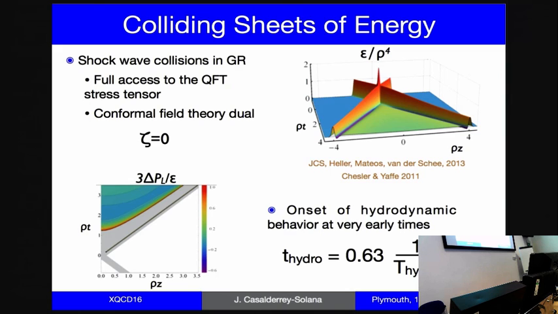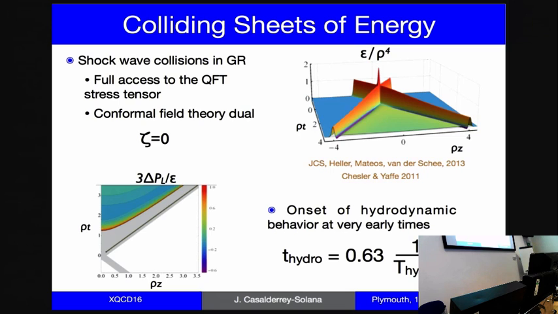Then you can start to study different things, and this is what was pioneered by Paul Chesler and Larry Yaffe. For example, you can study how well this collision is described by hydrodynamics, and then you study things like the deviation of the pressure, for example the longitudinal pressure in this direction, with respect to the hydrodynamic prediction. This is what this delta PL means, divided by something that is basically the energy density divided by 3, that is the average pressure.